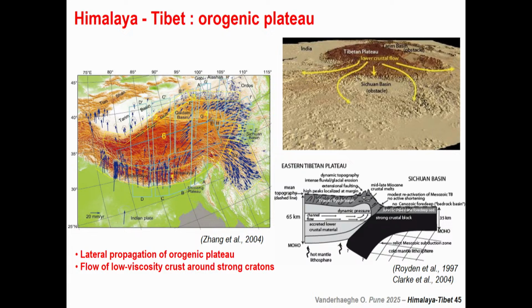And that was first proposed by Royden and Clark. That shows here this view looking from the west, with India, Himalaya, Tibet, and here the Sichuan basin.